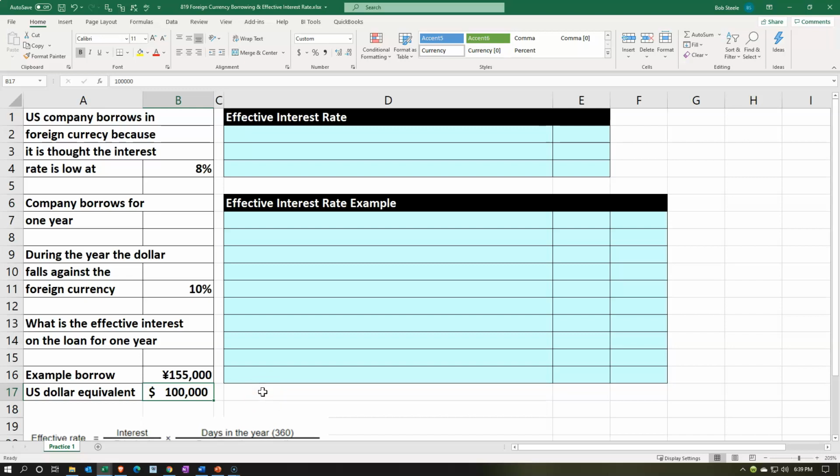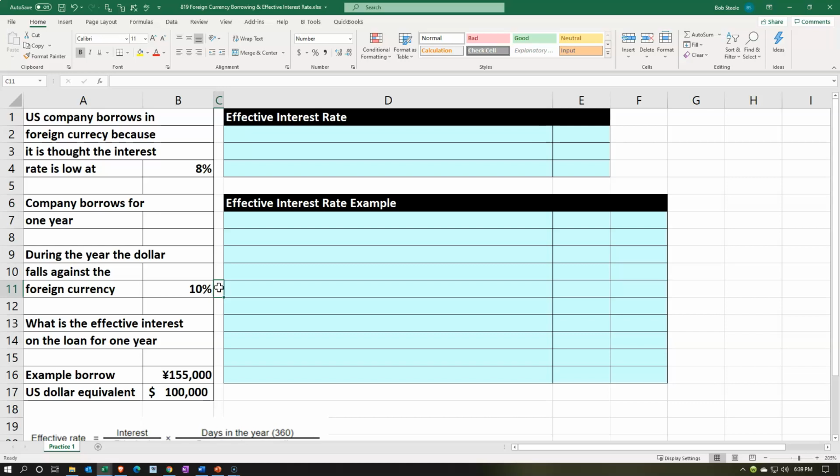Now, we're going to have to pay the interest on it, the 8% of the 155,000, or we could think of it as 8% of the US dollar equivalent. But we're also going to have to deal with the fact that the relative rates between a foreign currency and our currency will change.